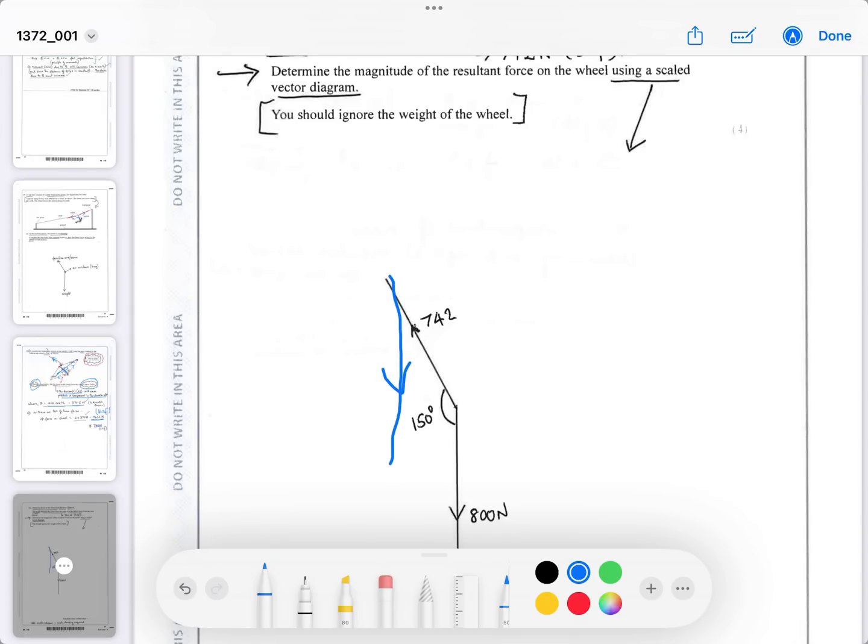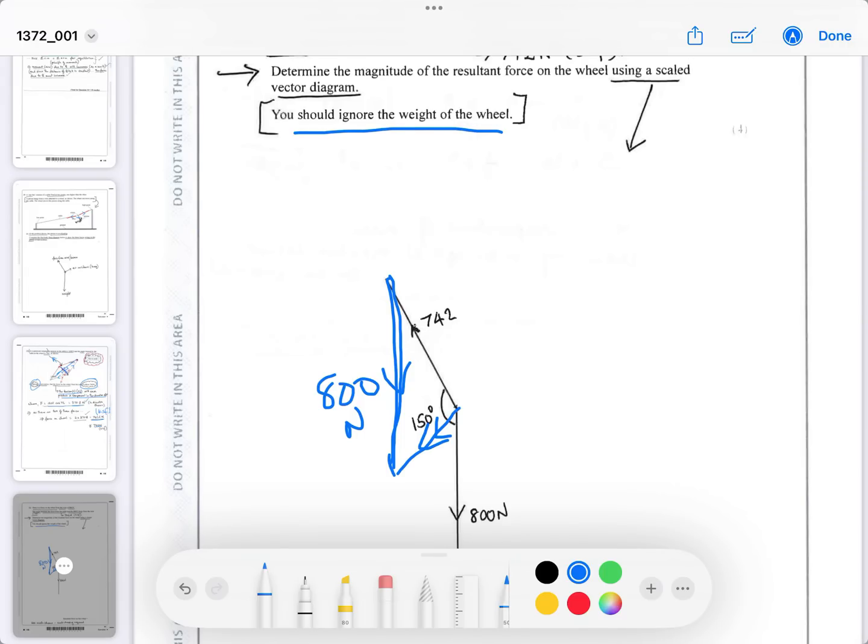And then when you put them exactly to scale, you can then work out the triangle of forces. So if the 800 newtons is added on this way, you can work out what the resultant will be, which will be this, yeah? Because you've added the 800 newtons onto the 742, yes? So we've ignored, it says you should ignore the weight of the wheel. So I wasn't even going to think about it.